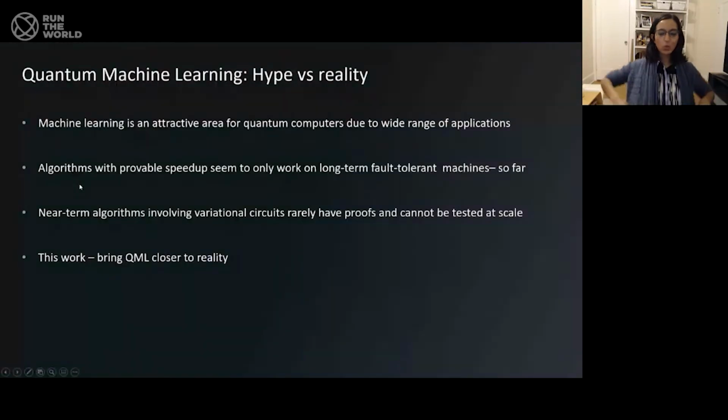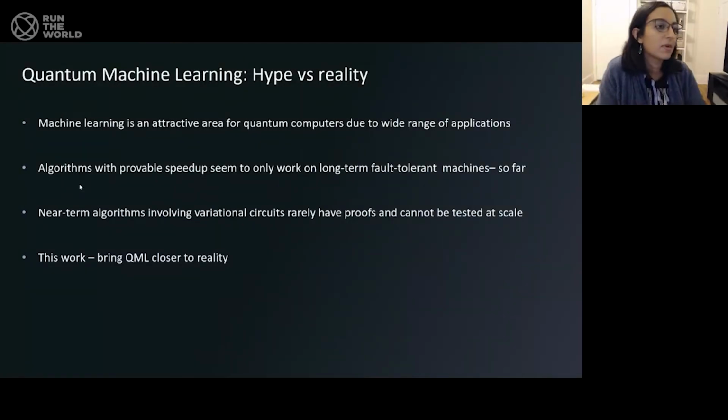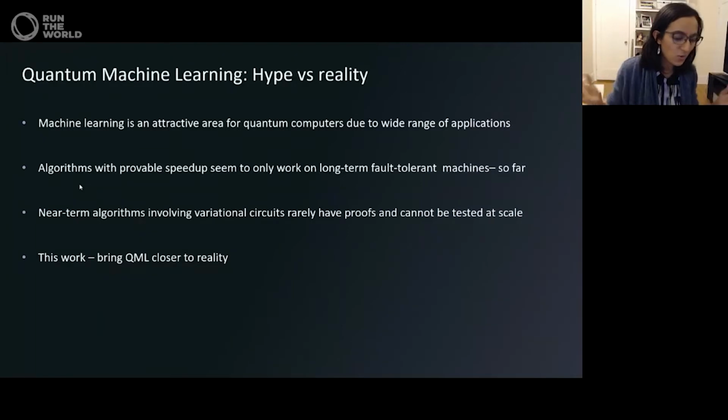Okay, so let's start with the technical part of the talk. Many of you might have heard about quantum machine learning. Quantum computing nowadays is a field with a lot of hype. And then QML is one of the subfields in that field that has even more hype.